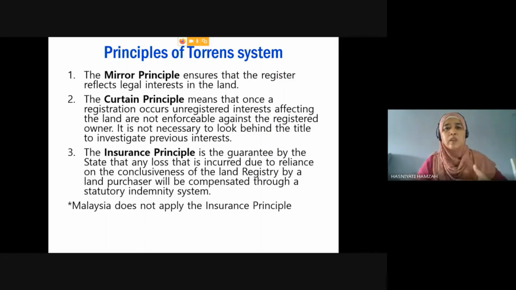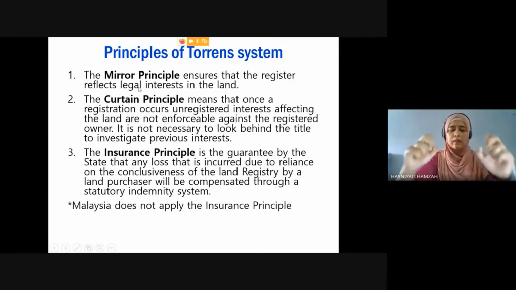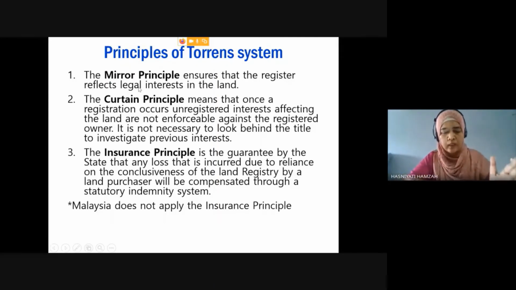Mirror, curtain, insurance. Okay, what is the mirror principle? It ensures that the register reflects legal interest on the land. Actually, there are two titles. Document of title, there are two copies. One is kept at the registry, so it's known as the registry document of title. The other copy is held by the proprietor, by the owner, and that particular copy is known as the issue document of title, IDT, RDT. So there are two copies. Both copies of title mirror each other. Same details will be shown in both copies of title. That's the mirror principle.